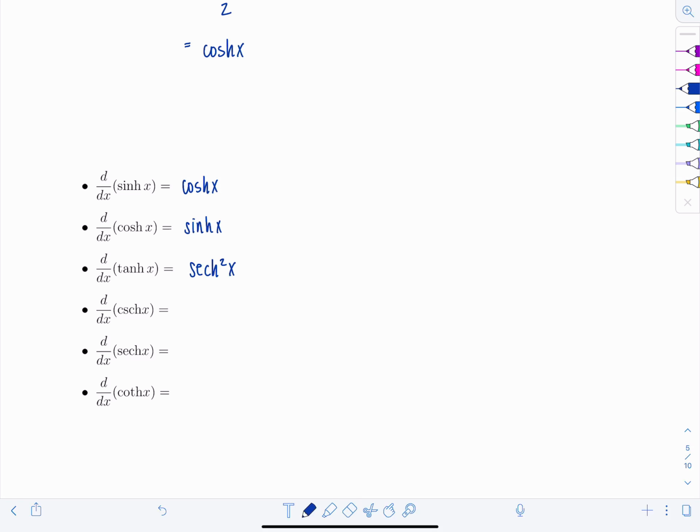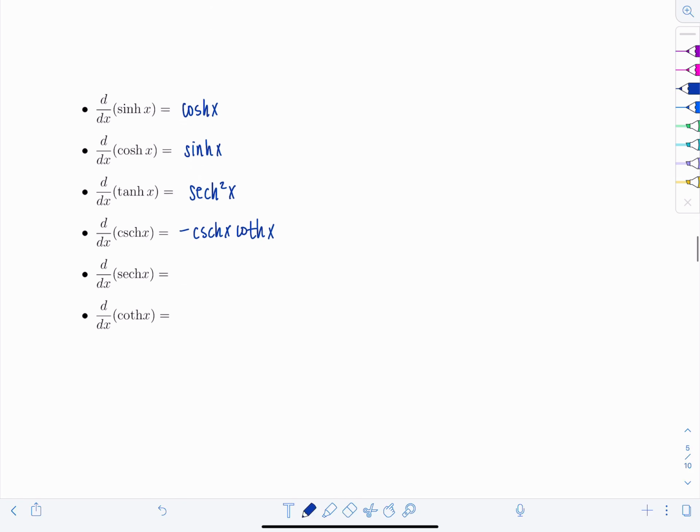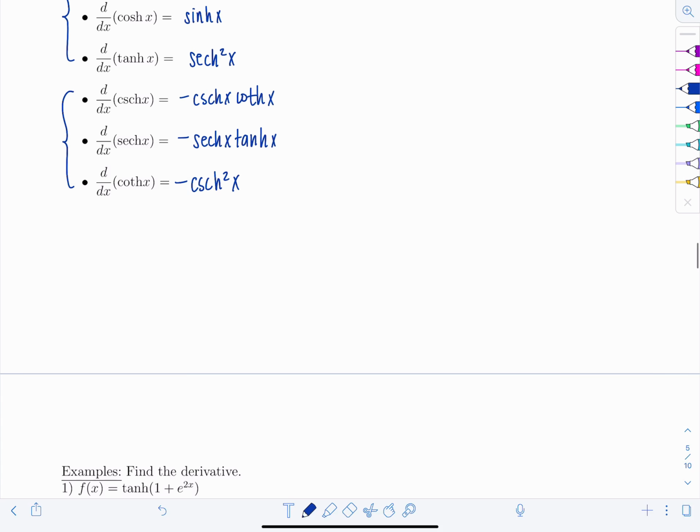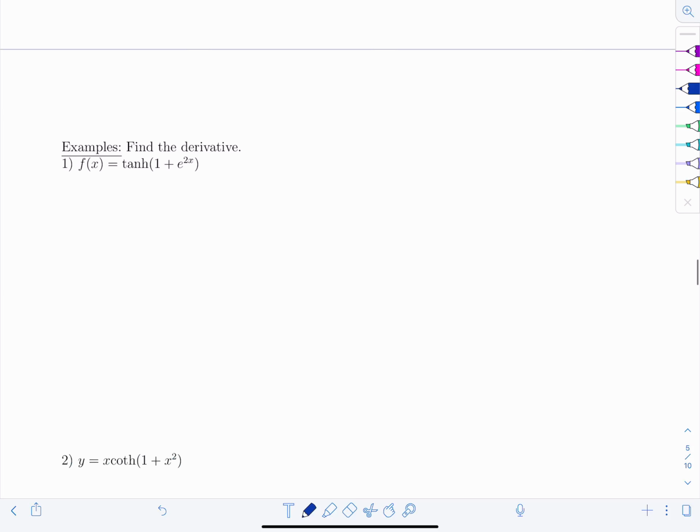Okay, and then here's the rest. Derivative of hyperbolic cosecant is negative hyperbolic cosecant of x times hyperbolic cotangent of x. Derivative of hyperbolic secant is negative sech x tanh x. And derivative of hyperbolic cotangent is negative hyperbolic cosecant squared of x. So like the three big players, hyperbolic sine, cosine, and tangent, they do not have negative derivatives. And then these guys all do. Little different. I know, little different. We got it though.